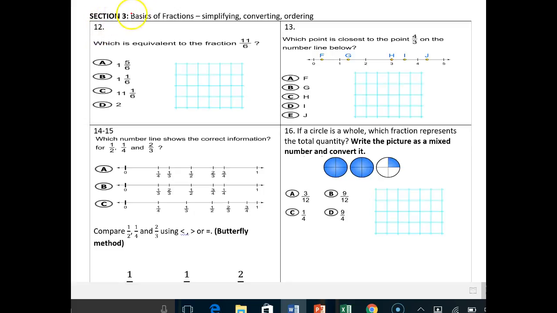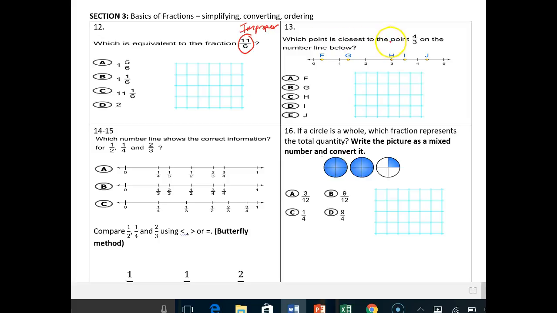Question 12, section 3, basics of fractions, simplifying, converting, and ordering. Which is equivalent to the fraction 11 over 6? This fraction is improper, so I'm asking you to go ahead and make it a mixed number. Use your reference sheet to find out how to turn improper to mixed.